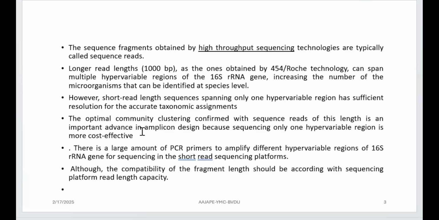So when it comes to compatibility of the fragment length, you have to choose a right amplicon size, and a right sequencing platform. A right sequencing platform, as in 454 technology is one, MiSeq is one, or Illumina is one. These are the different platforms, right? So what you choose matters a lot.